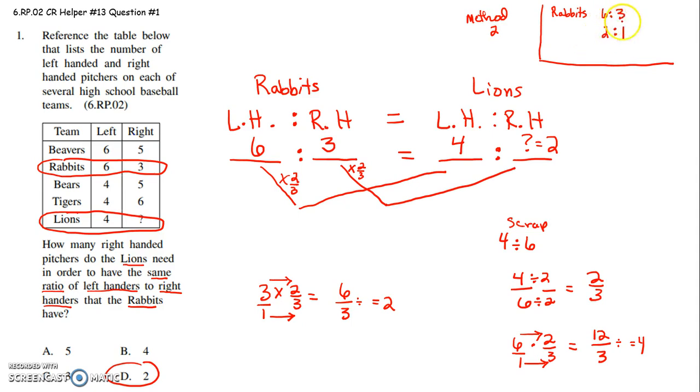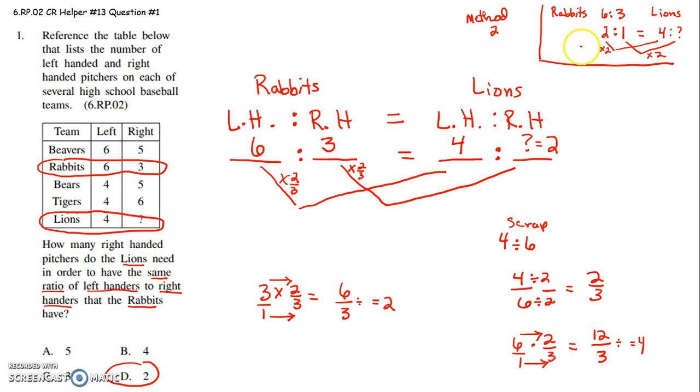And then if we did our left-handed to right-handed, over here we'd have our Lions. This 6-to-3 is the same as 2-to-1. And for our Lions, then you do 4 to how many? And then you could see 2 times 2 is 4. And 1 times 2 is 2. So the second method would involve taking the ratio for your Rabbits, putting it in simplest form by dividing the 6 by 3, the 3 by 3, getting 2-to-1. And then it's just an easier multiplication to deal with.